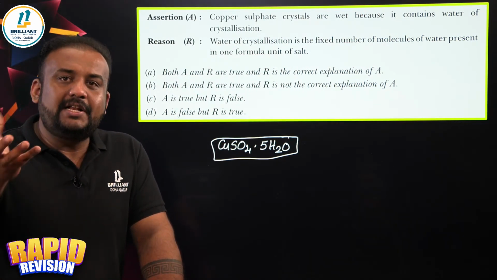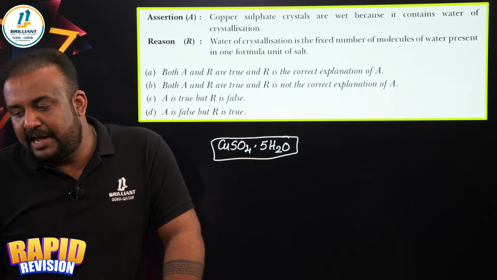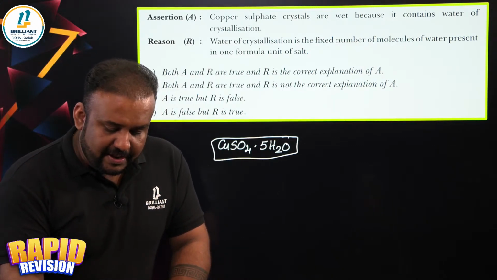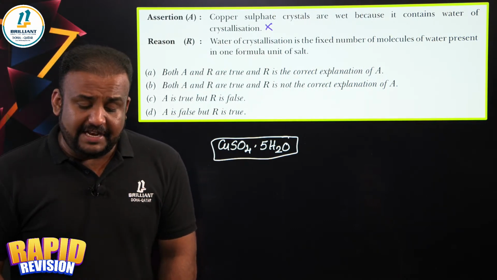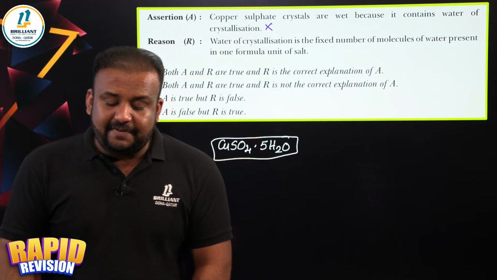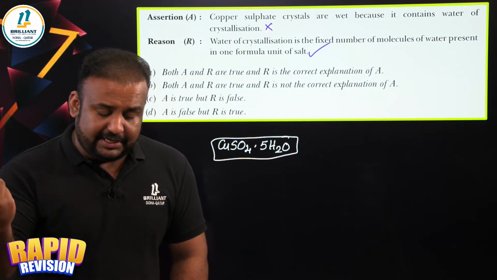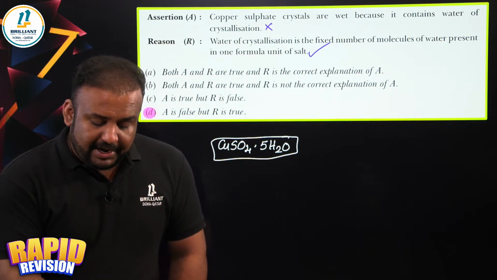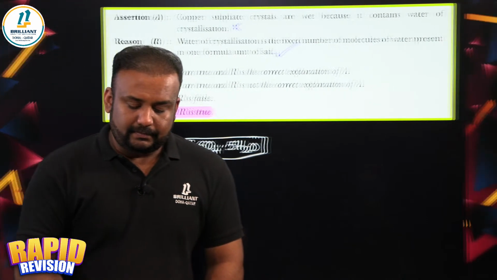But once you heat it, the water will come out, and that's why you see the sides of the test tube having water condensing. So this statement is wrong: copper sulfate crystals are wet because they contain water of crystallization is wrong. Water of crystallization is the fixed number of water molecules present in one formula unit of a salt. That is correct, that is the definition of water of crystallization. So the assertion is wrong, but the reason is true. Right.